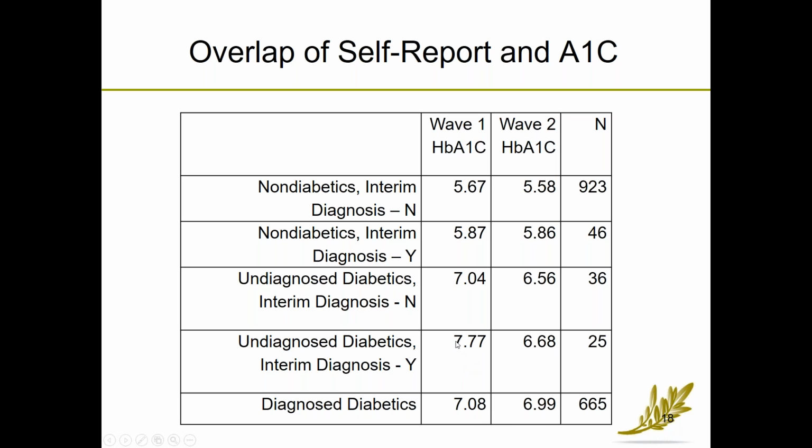This group had undiagnosed diabetes in wave 1, but they reported an interim diagnosis between wave 1 and wave 2. They tended to have a higher A1C than those who remained in the diabetes range but were undiagnosed, suggesting that the subjects in this row may have had presenting symptoms like polyuria and polydipsia associated with the higher A1C. This illustrates how we can use the two sources of data to say something.